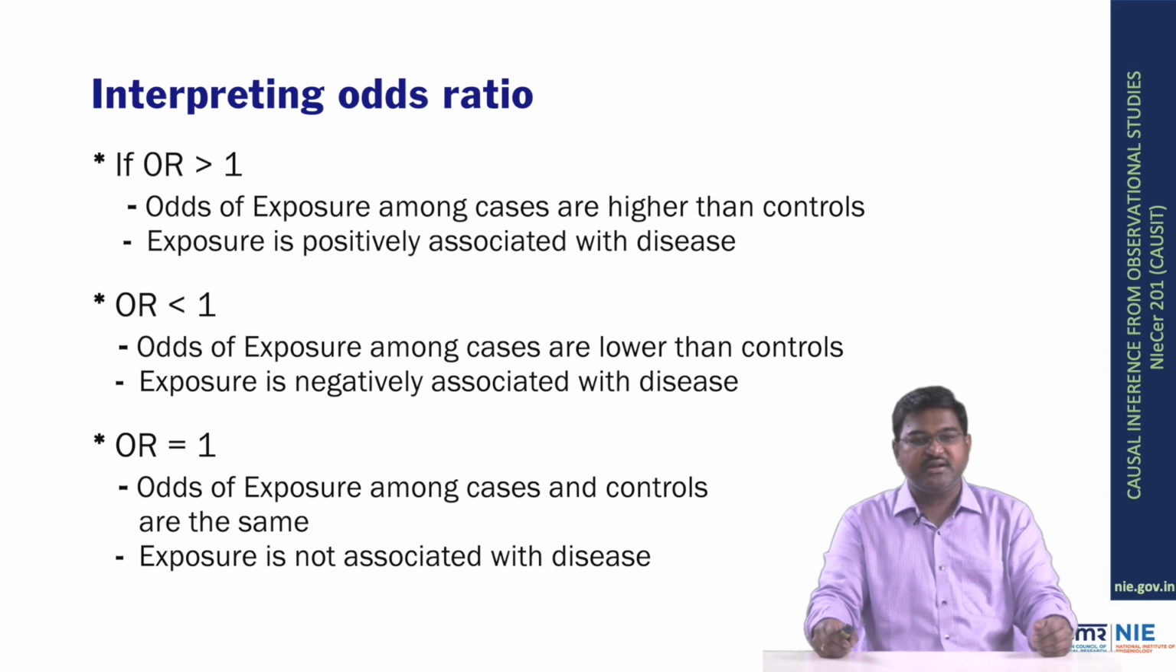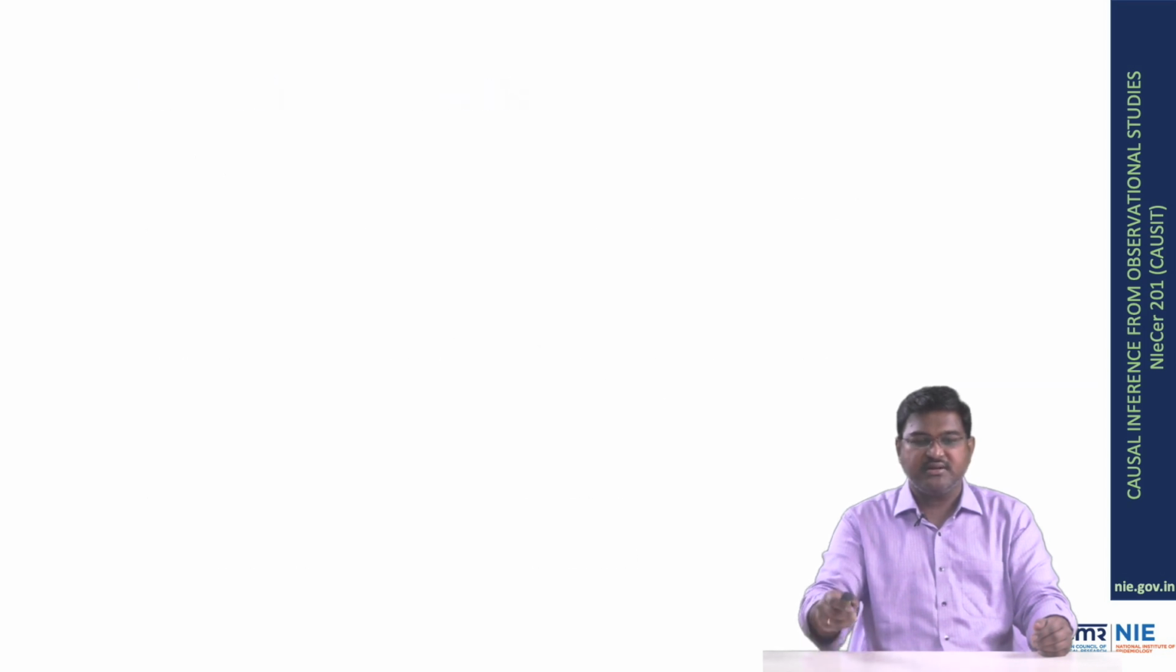That is, the exposure is positively associated with the disease. If odds ratio is less than 1, odds of exposure among cases are lower than controls, which means exposure is negatively associated with the disease. If odds ratio is equal to 1, it means odds of exposure among cases and controls are the same and exposure is not associated with the disease.